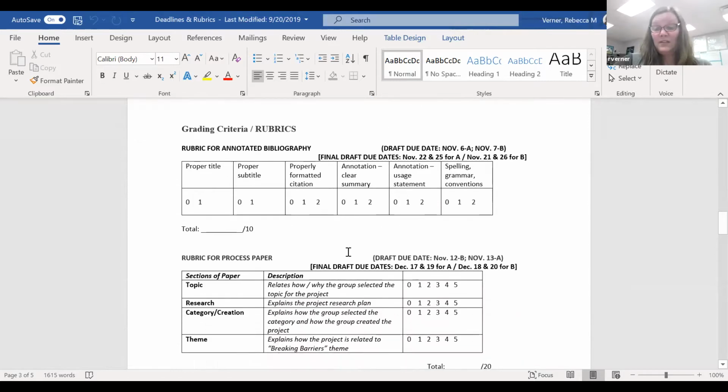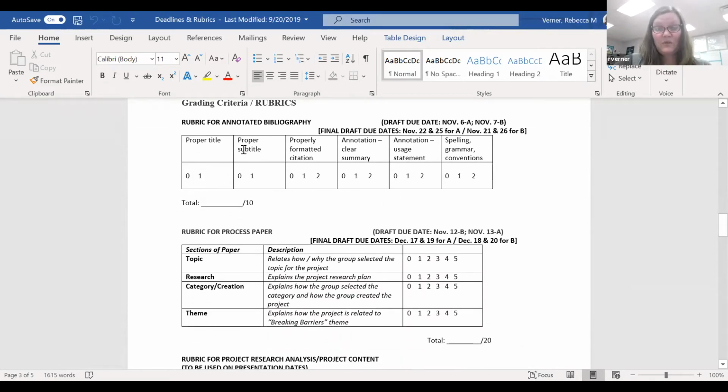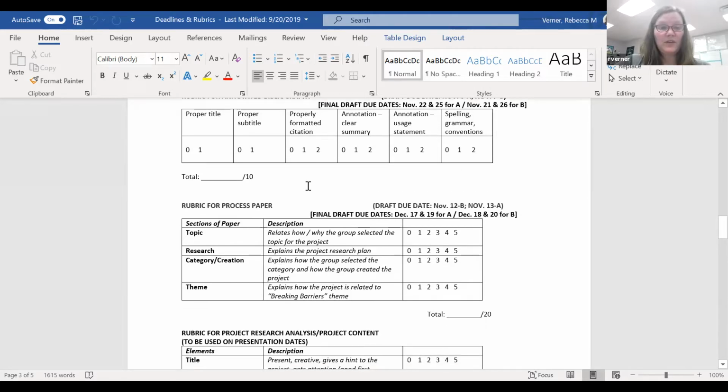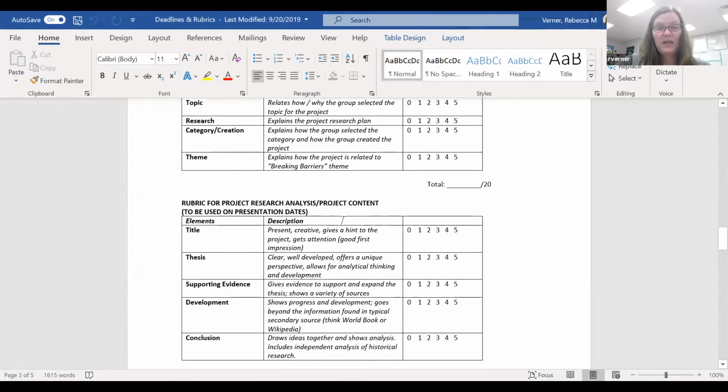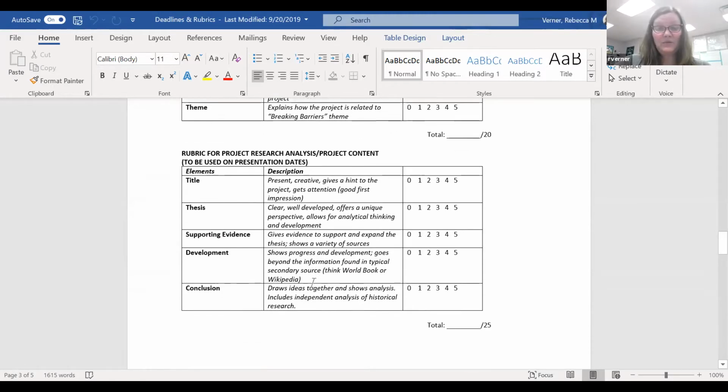Grading criteria. So just a simple rubric. And this came from National History Day. There was a resource guide for middle school teachers that was available, and I still use this. I've tweaked it to make it work for my kids. But you can see I have a rubric for the bibliography, the process paper, and for the content itself contained within the project.